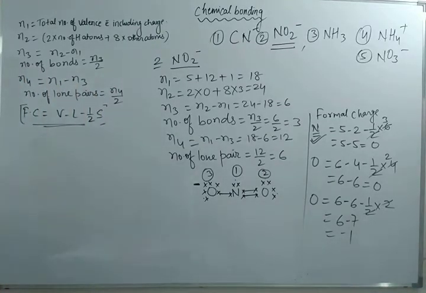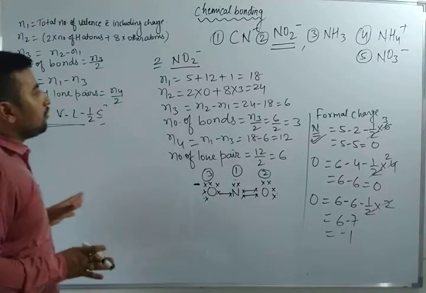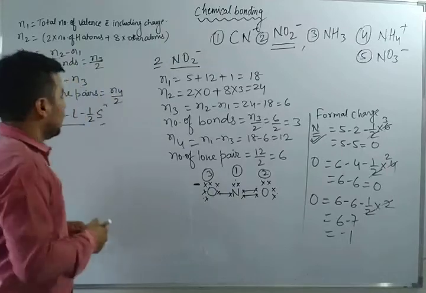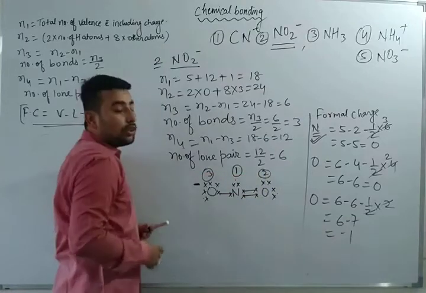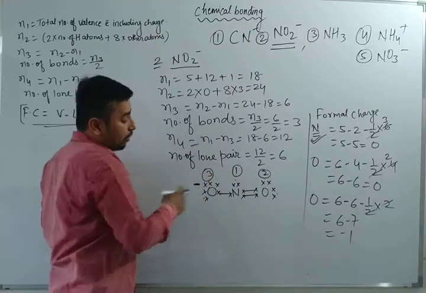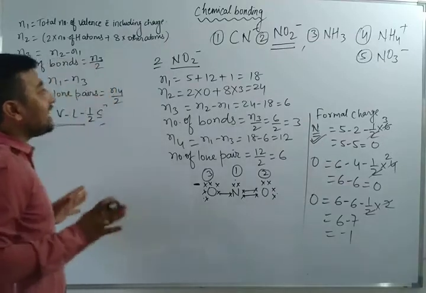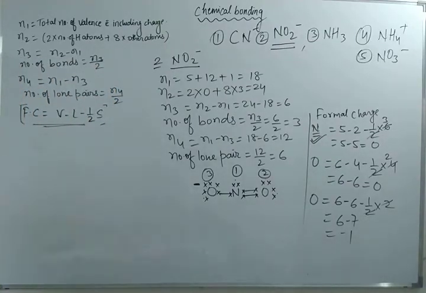Have you heard the word resonance? There may be many molecules and ions for which it is not possible to draw a single Lewis structure. For example, if I talk about the oxygen atoms, it is not possible to draw a single structure. Just suppose this oxygen has 2 lone pairs, and here I put the 2 oxygen atoms. It's not possible to draw a single Lewis structure of such compounds. So there may be 2 or more electronic structures.